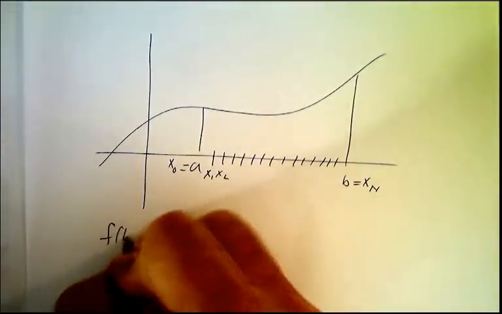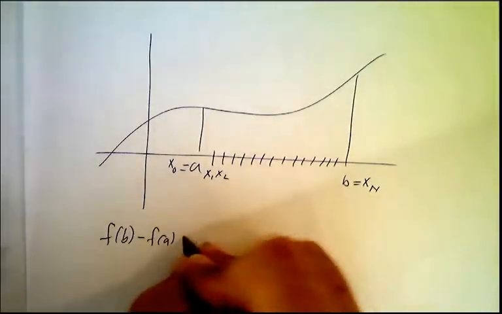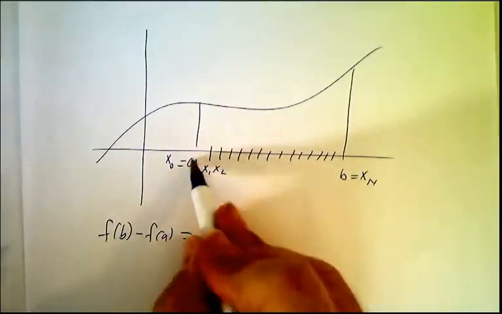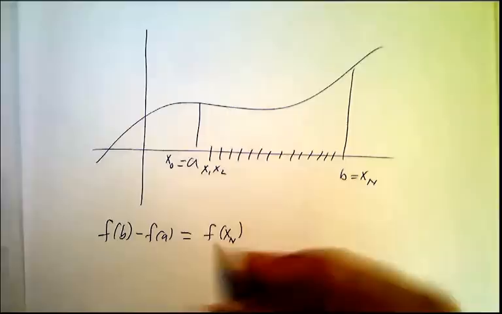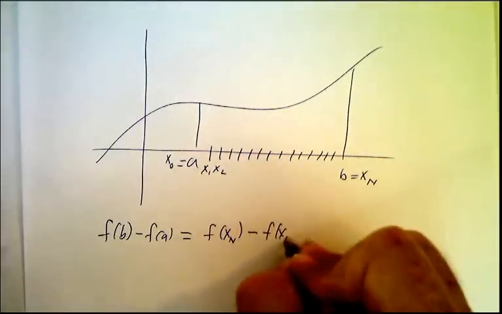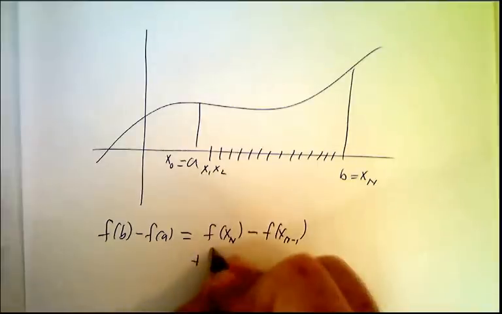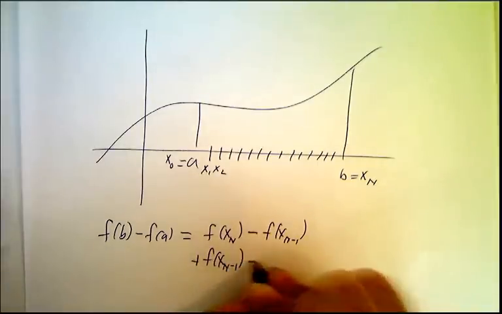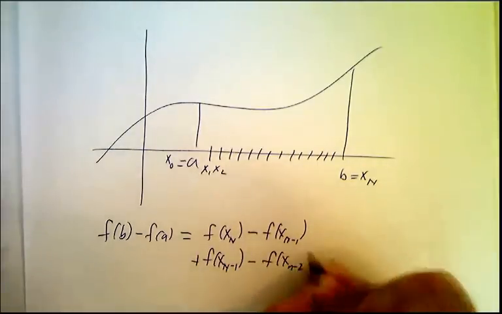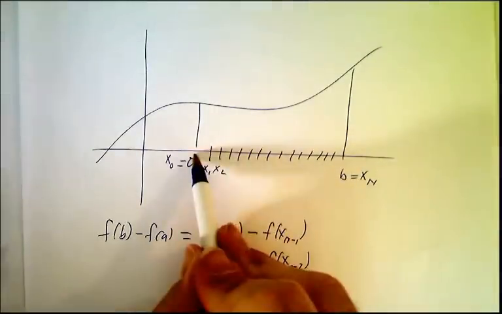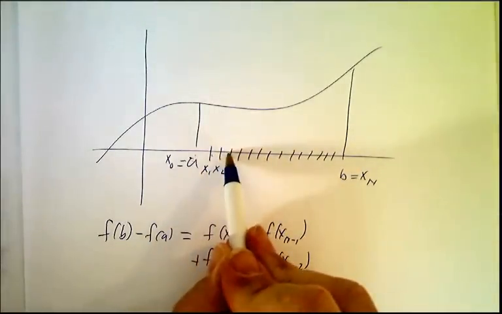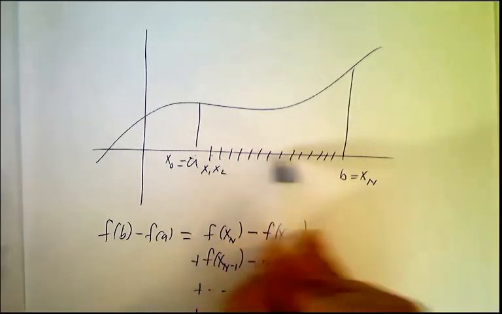So f of b minus f of a, the total change, the amount of change from here to here, is f of xn, that's f of b, minus f of xn minus 1, plus f of xn minus 1, minus f of xn minus 2, plus all the way down to f of x1 minus f of x0. So the change from here to here is a change from here to here, plus a change from here to here, plus a change from here to here, all the way across.